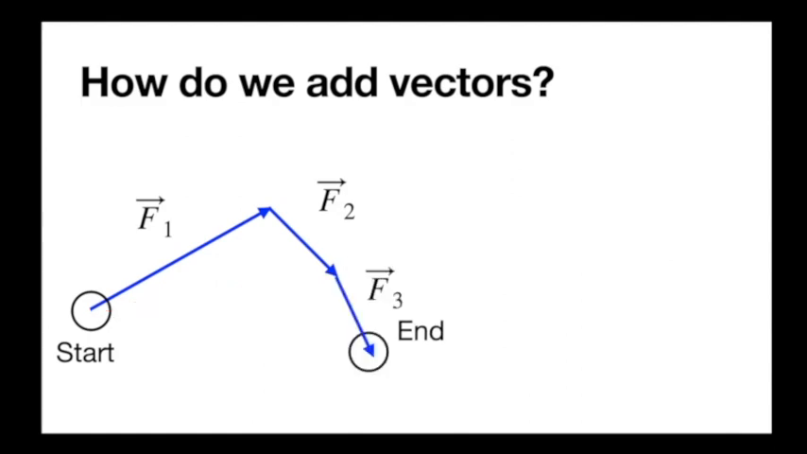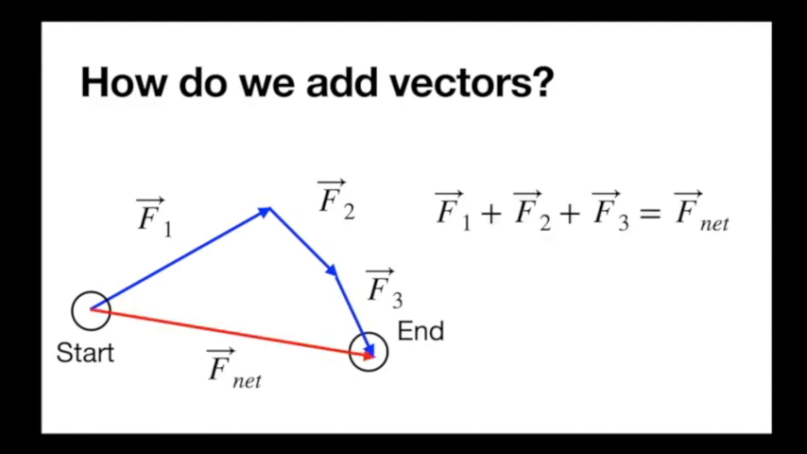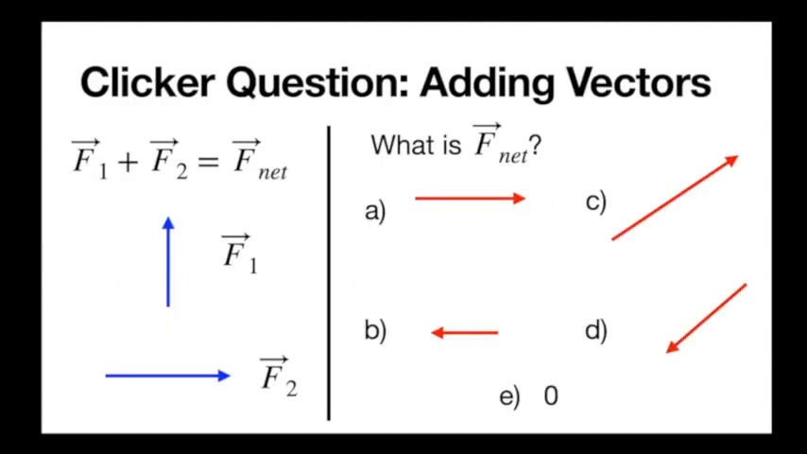If I have an f3, I just add that onto the end of f2, and my new fnet is whatever my new endpoint is. So let's do a practice one with that. Here's two vectors, f1 and f2. Based on that, what is fnet?